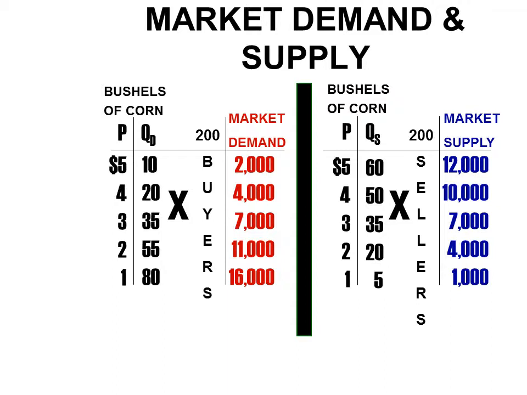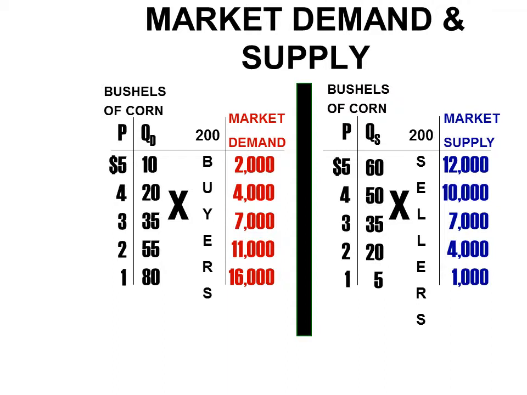So for instance, at $3 per bushel, sellers are willing and able to make available for sale 7,000 bushels per week. If price were to increase to $5 per bushel, collectively sellers would be willing and able to produce and sell 12,000 bushels per week. So price up, quantity supplied up, and vice versa.